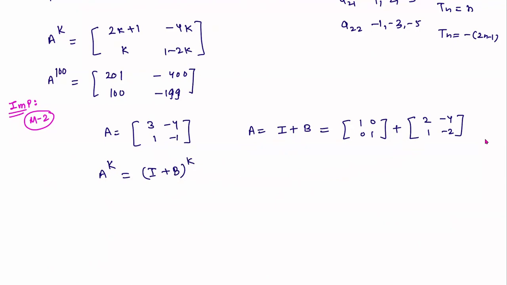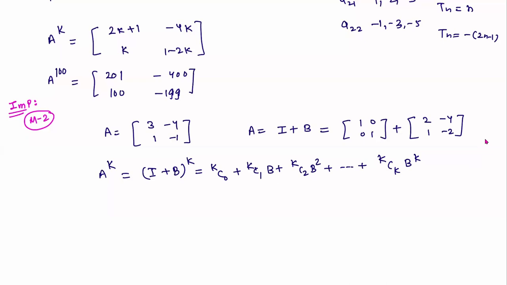Yes, sir. We know I and B are commutative matrix. If I and B are commutative matrix, so here what we need to use? Binomial. If we use binomial, so this result is KC0 plus KC1 into B, KC2 into B square and so on, KCK into B power K, if I am not wrong.